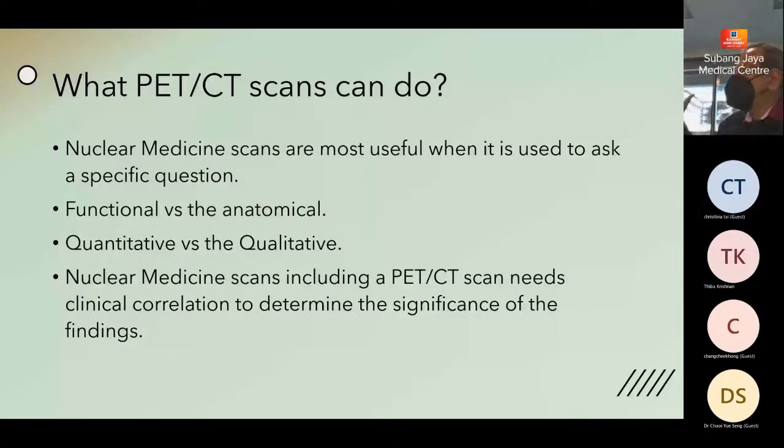Is low, they tend to do poorly with chemotherapy. So it can be used for prognostication because it has a quantitative aspect to it. And just to reiterate the point that nuclear medicine scans, including PET-CT scan, need clinical correlation with the significance of the findings, progression, is it malignancy, is it inflammation, and so on and so forth.